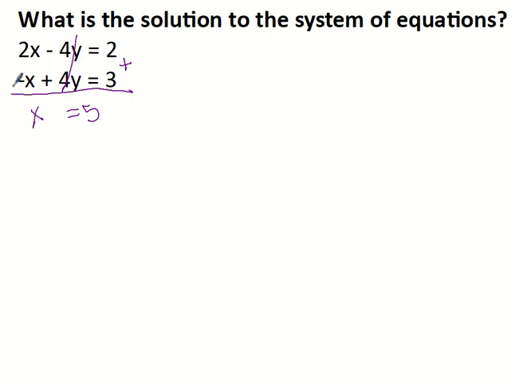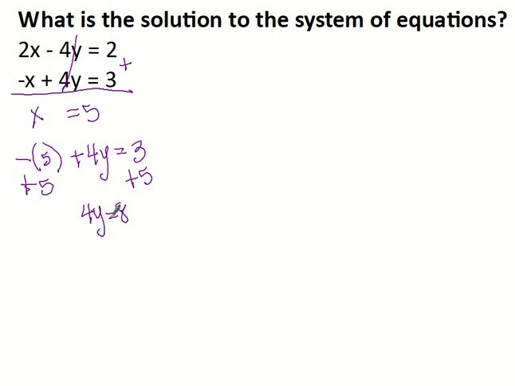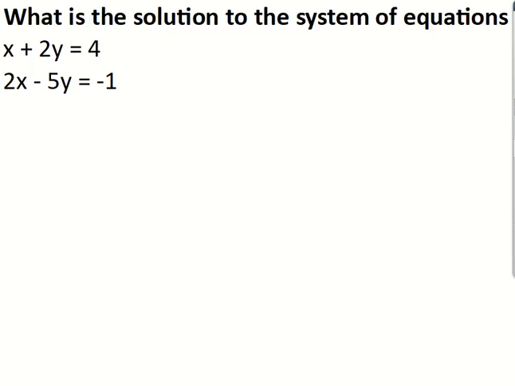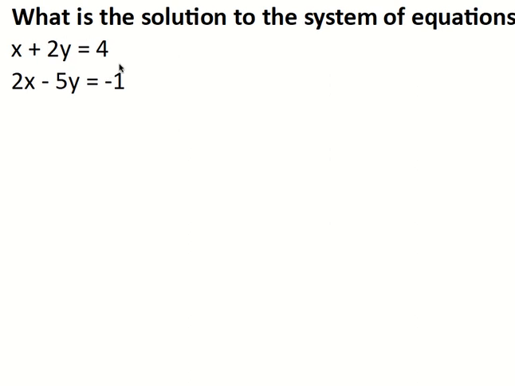I'm going to plug it into the second one. I'm going to go negative parentheses 5. Not that you have to put the parentheses, but I like to show that I substituted. 4y equals 3. We can kind of just skip, right? Plus 5 on both sides. 4y equals 8 divided by 4. y equals 2. We're done. 5, 2. So see, sometimes elimination is so fast. All right, pause again. See what you want to do. Honestly, on this one, you could use both methods and they would work out just fine.